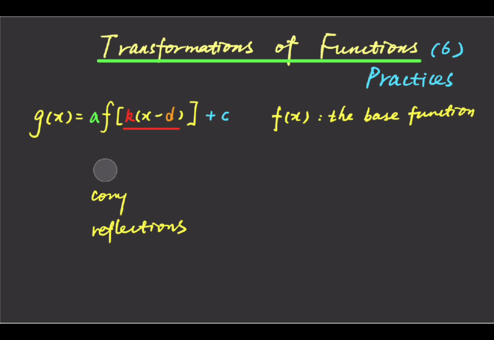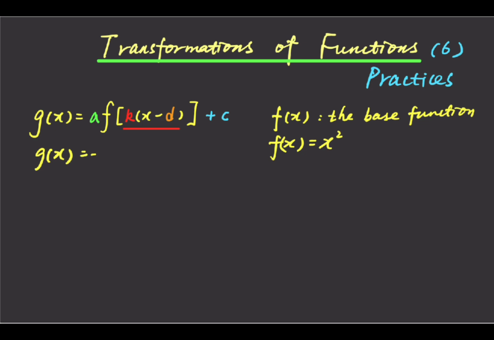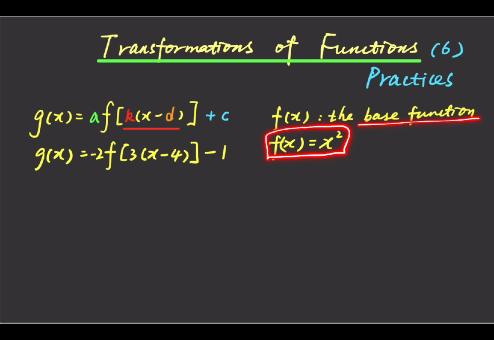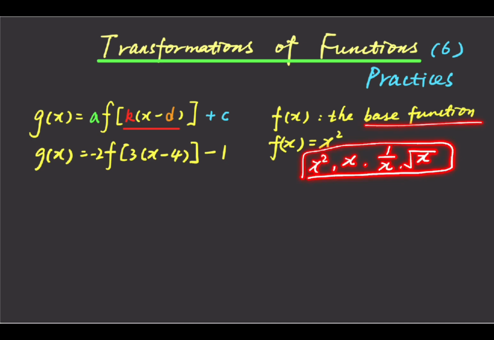If you are given this base function f(x) equals x squared, g(x) equals negative 2 f(3x minus 4) minus 1. Okay, this is the base function. We have four kinds of base functions: x squared, x, 1 over x, square root of x. There are four kinds of base functions.